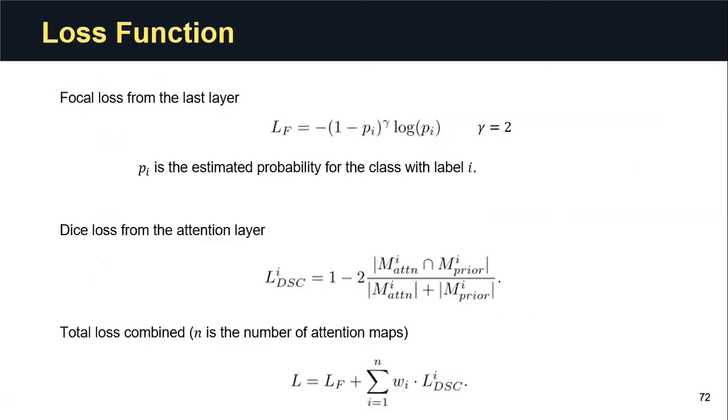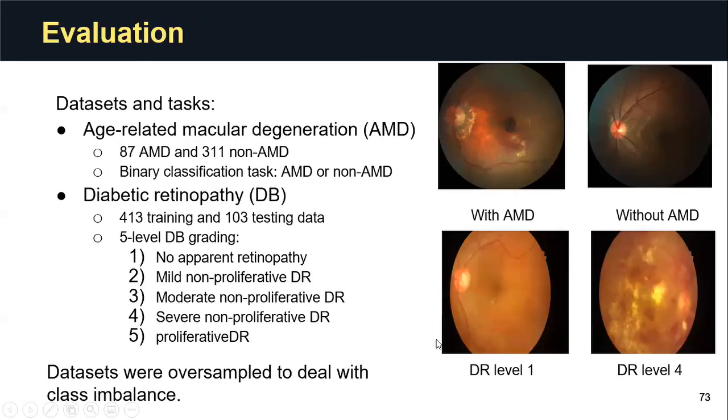So we use two kinds of loss functions. One is the focal loss from the last layer, to deal with the class imbalance problem. And we also use dice loss from the attention map, comparing the attention map to the prior mask. We add the dice loss across different layers into the focal loss, which forms the total loss combined. And then we optimize the total loss.